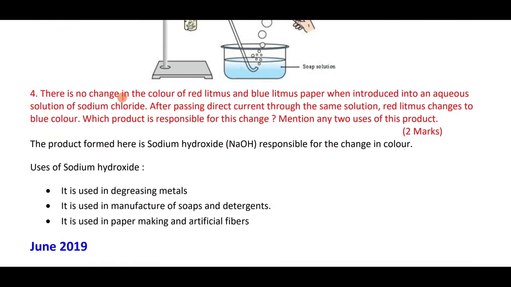Next, there is no change in the color of red litmus and blue litmus paper when introduced into an aqueous solution of sodium chloride. After passing direct current through the same solution, red litmus changes to blue. Which product is responsible for this change? Mention 2 uses of this product. The product formed here is sodium hydroxide, responsible for the change in color.